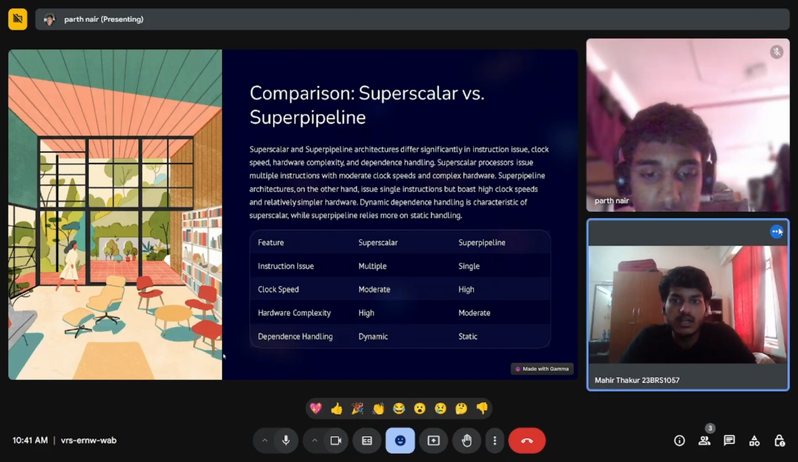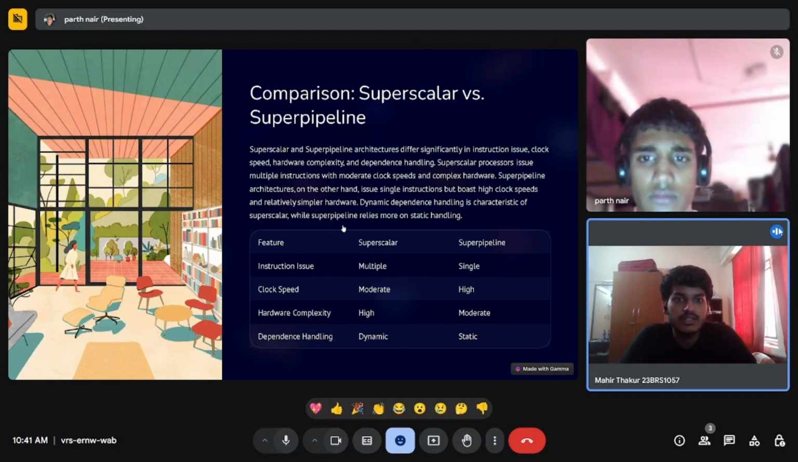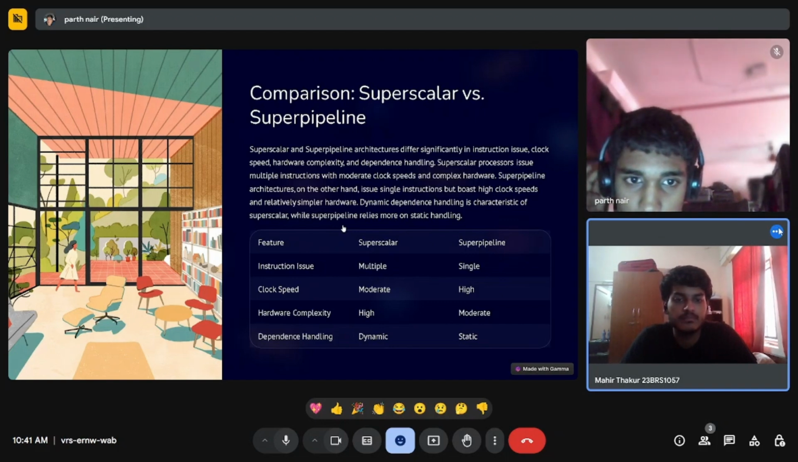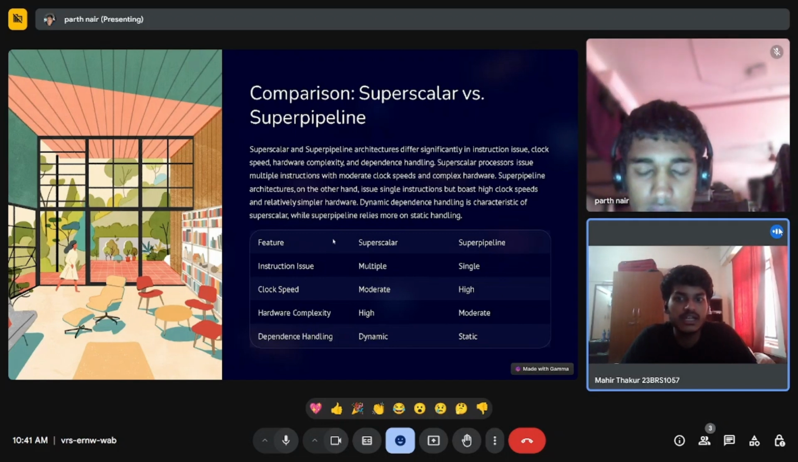So now we will discuss the superscalar versus super pipeline comparison. Superscalar and super pipeline architectures differ significantly in instruction issue, clock speed, hardware complexity, and dependence handling. Superscalar processors issue multiple instructions with moderate clock speed and complex hardware, while super pipeline architecture, on the other hand, issues a single instruction but boasts high clock speeds and relatively simple hardware. Dynamic dependence handling is characteristic of superscalar, while super pipeline relies more on static handling.